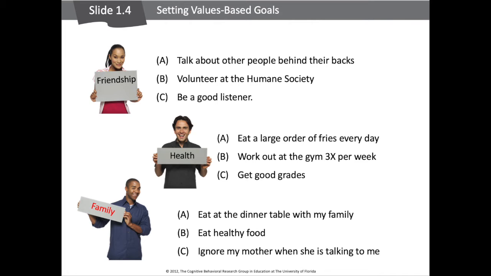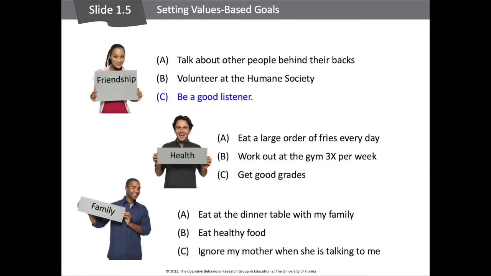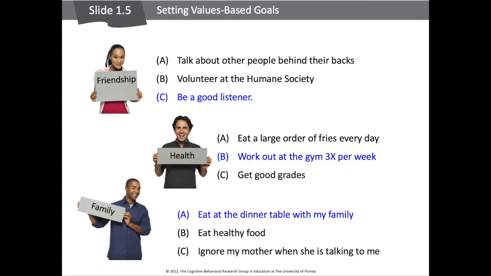The first person values friendship most, so her value-based goal is to be a good listener. The second person values health most, so his value-based goal is to work out at the gym 3 times per week. The last person values family most, so his value-based goal is to eat at the dinner table with his family.